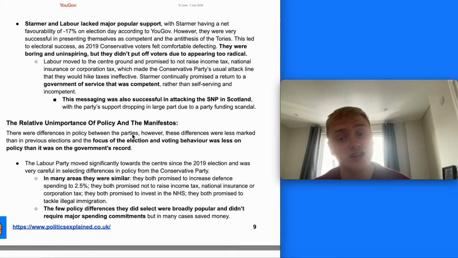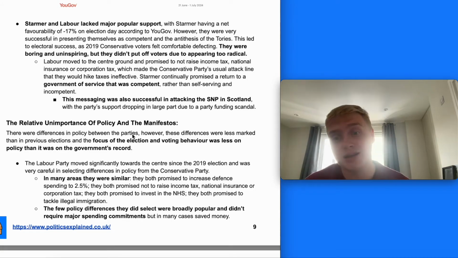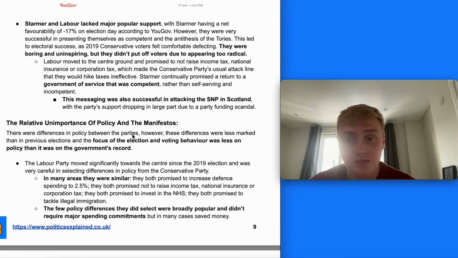And interestingly, that messaging also helped Labour in Scotland, given the fact that the SNP, since the 2019 election, in 2023, I think it was, or 2022, I'm not too sure actually, saw a significant drop in support due to a significant party funding scandal that led to the resignation of Nicola Sturgeon, as it implicated her husband, who was involved in the party, Peter Murrell, I think is his name, as well as herself.